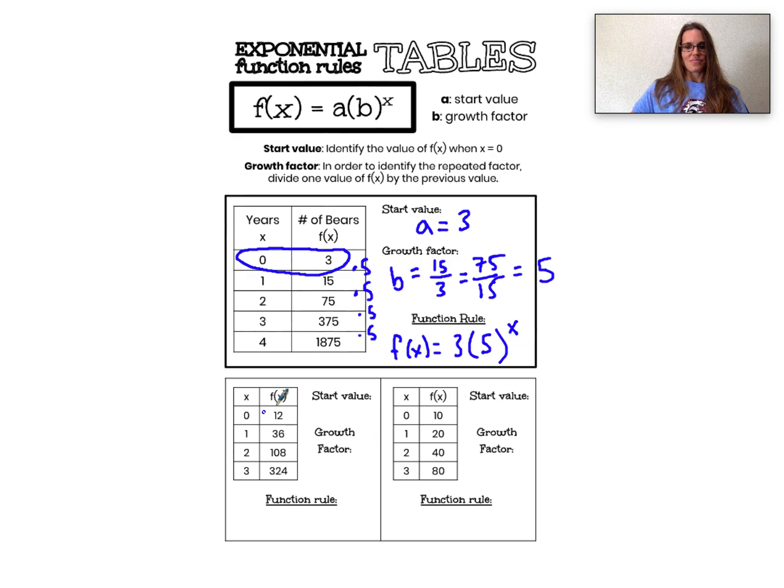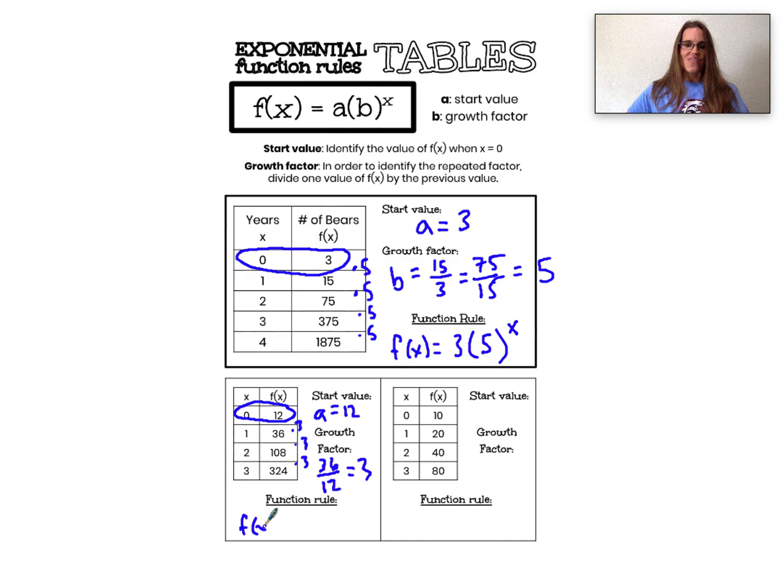Next example. Start value. Again, the first row of the table, but not always. I look for x equal to 0. My start value is the value of f of x, 12. Now since x is going up by 1, I look to see what's happening to f of x. And I can see here I'm multiplying by 3 times 3 times 3. If you can't tell that looking at the table, do some division. Take a row, 36, and divide it by the value of f of x in the previous row. The growth factor is 36 divided by 12, which is 3. 108 divided by 36 is also 3. 324 divided by 108 is also 3.